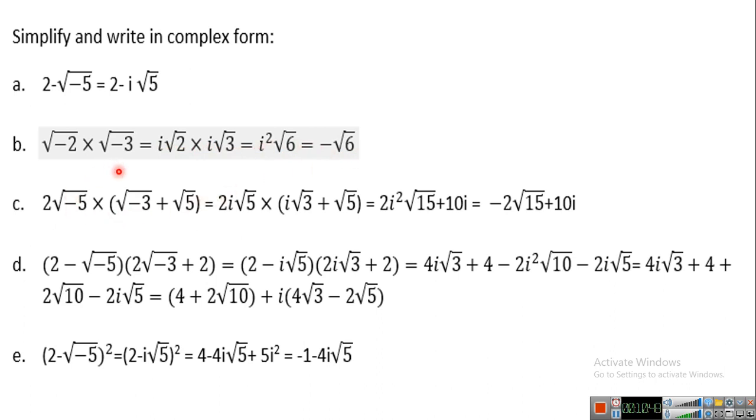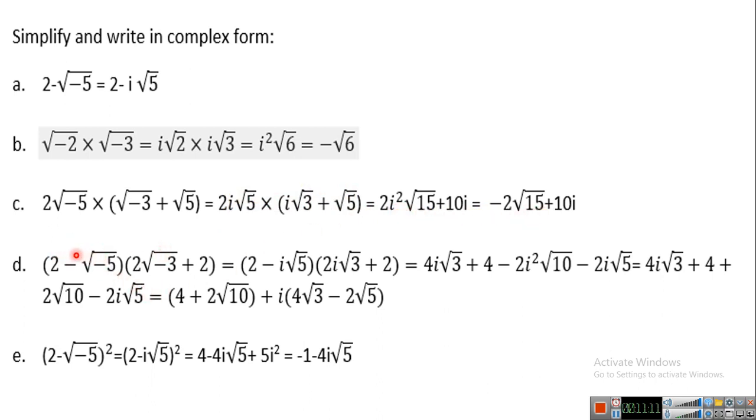Here you cannot start multiplying unless introducing i. 2i radical 5 into i radical 3 plus radical 5. So radical 5 times radical 3, radical 15. And you have here 2i squared. Radical 5 times radical 5 is 5, times 2i is 10i. Now we know that i squared is minus 1. So it will be minus 2 radical 15 plus 10i.